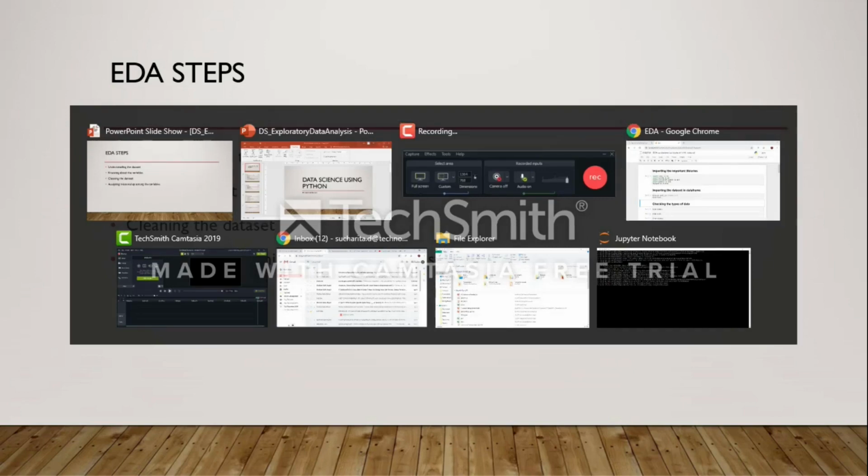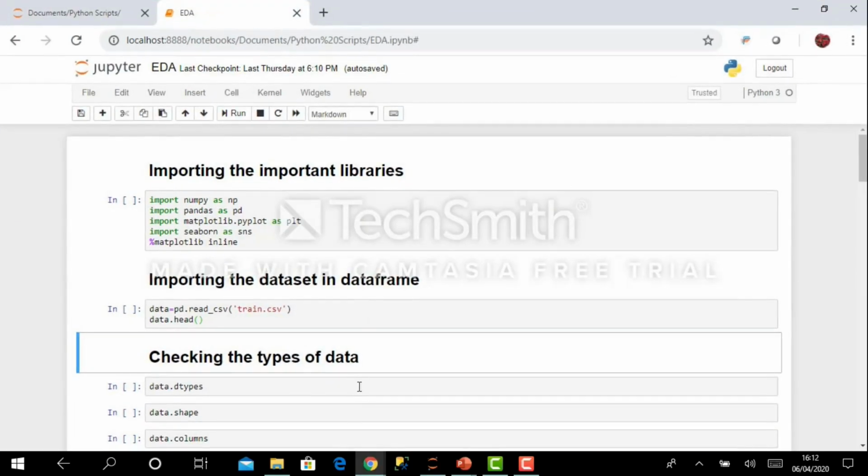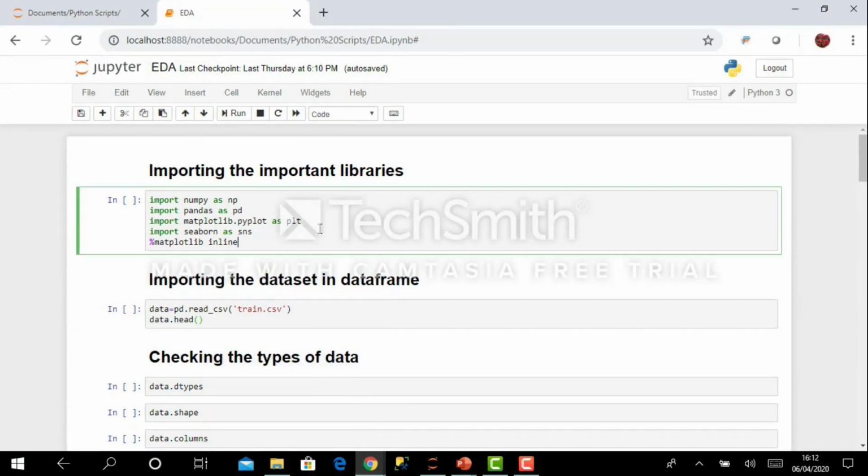Okay, so this is my data set. The first step is that I am importing the important libraries. I need NumPy, Pandas, Matplotlib and Seaborn.